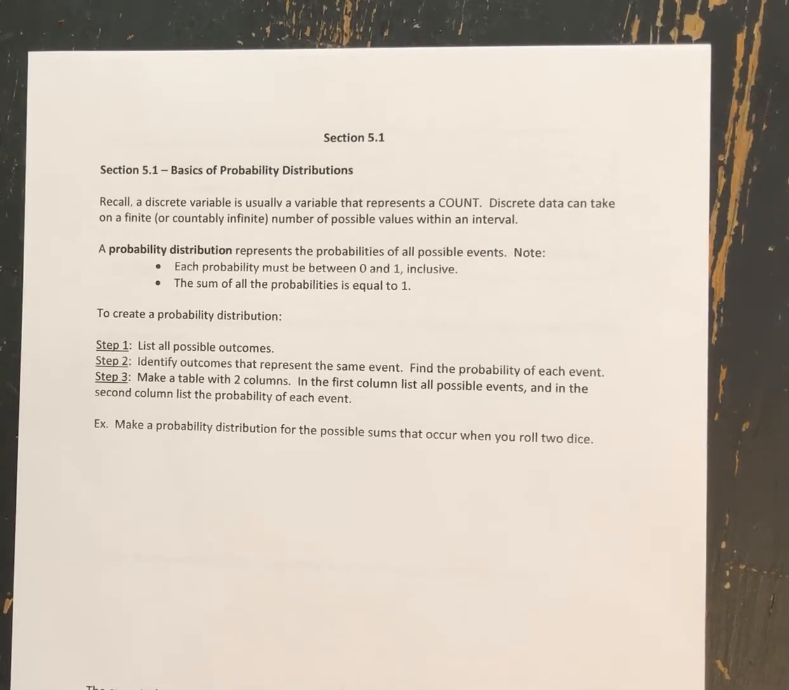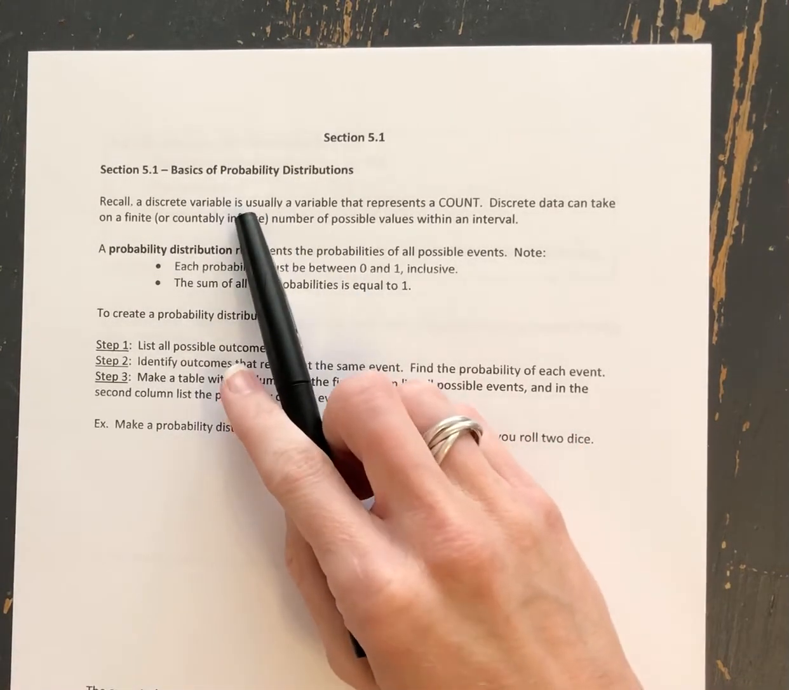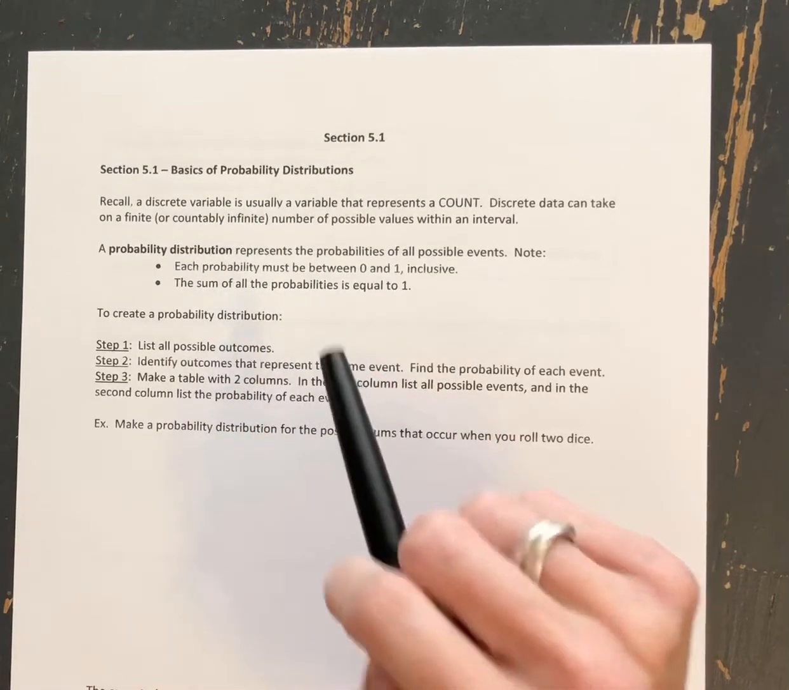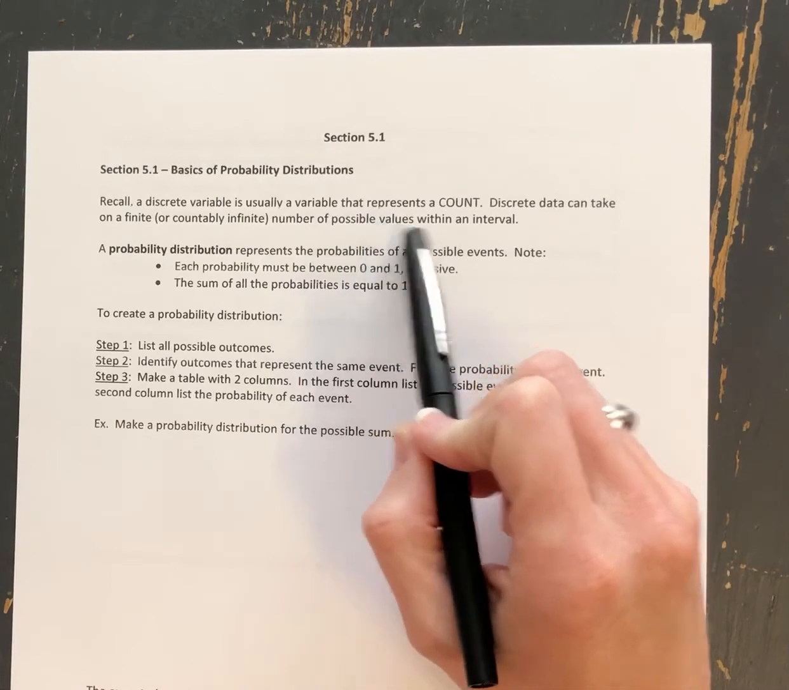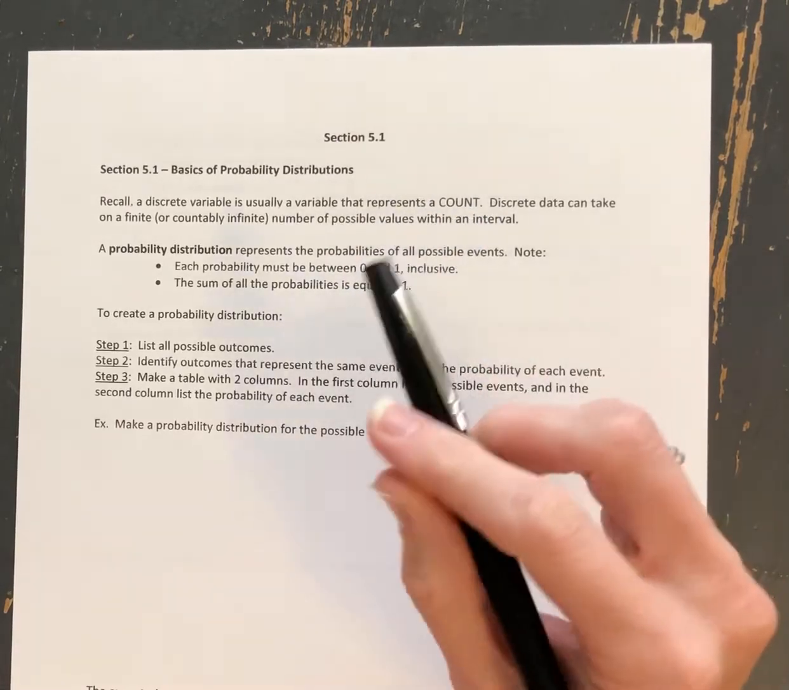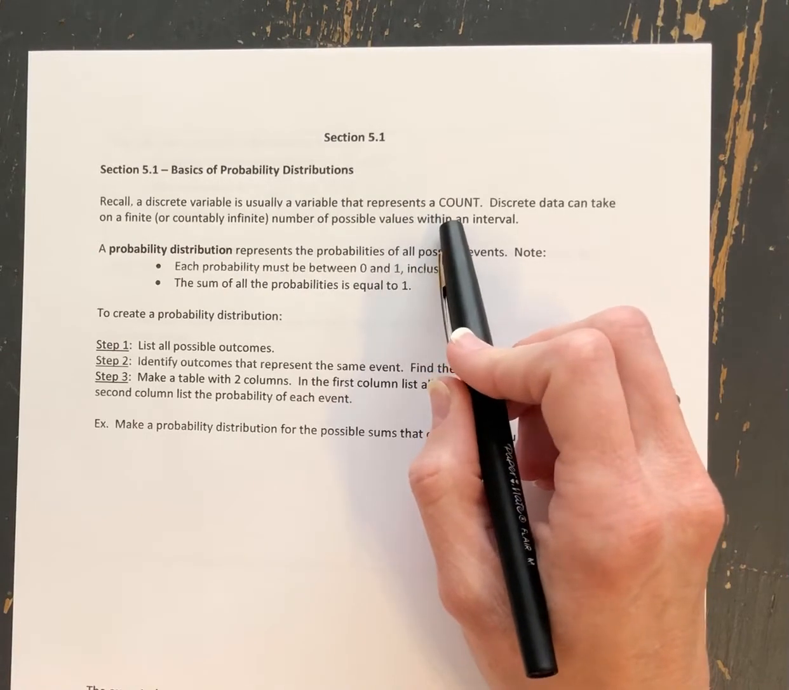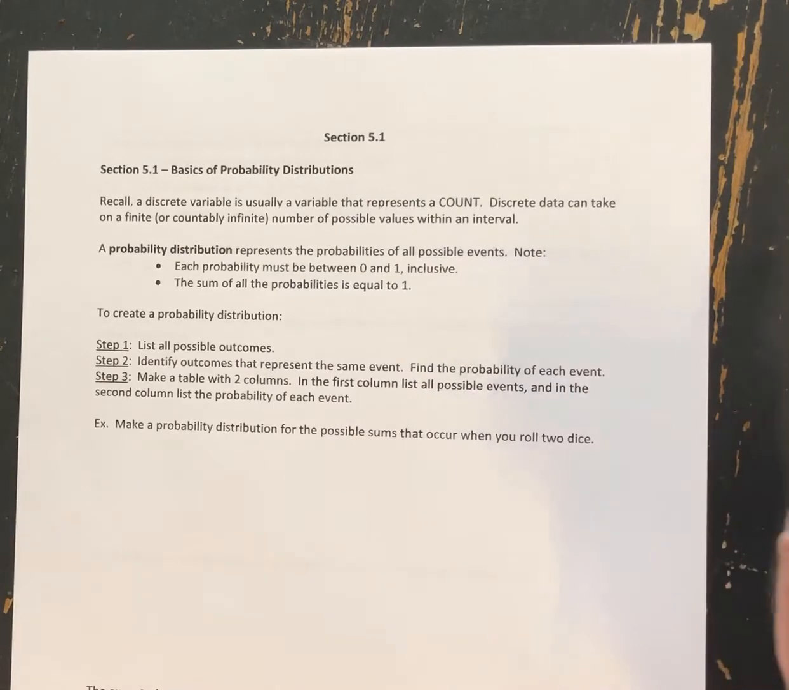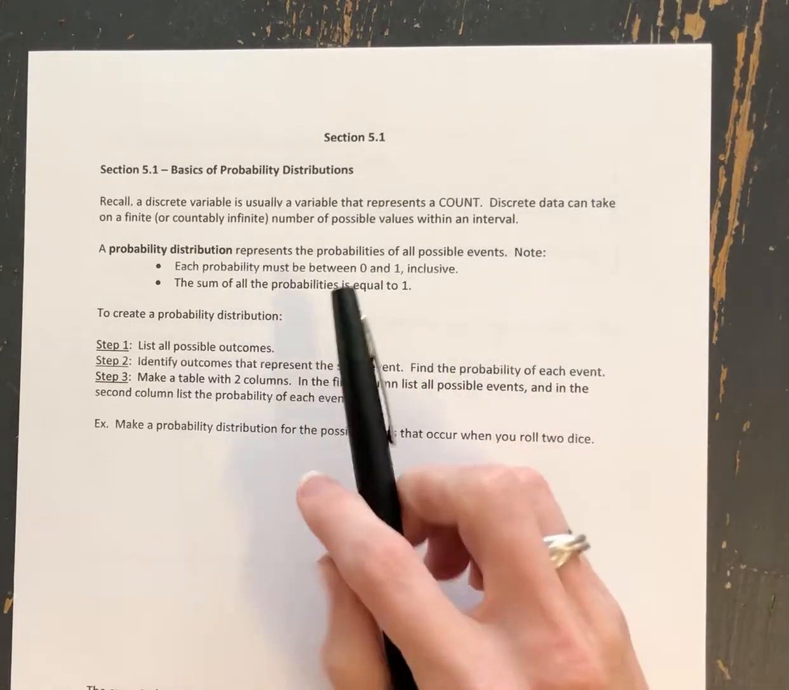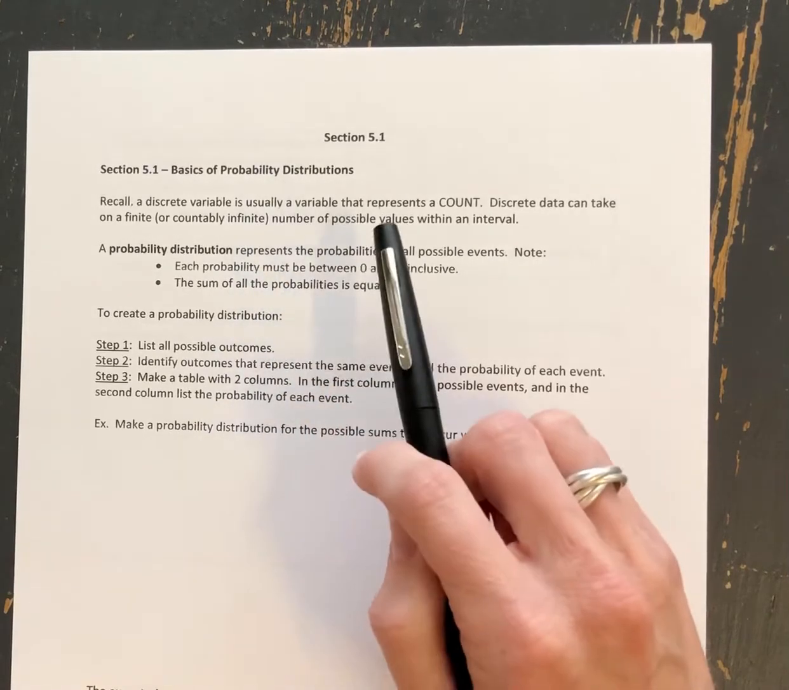In this chapter, we're going to be learning about probability distributions. So I want us to recall first that we learned about discrete variables. And a discrete variable is usually a variable that is representing a count. So it's quantitative, right? We're still looking at numerical data, but it represents a count of a number of objects or number of individuals. So what we're going to look at here is how to do a probability distribution for a discrete variable.